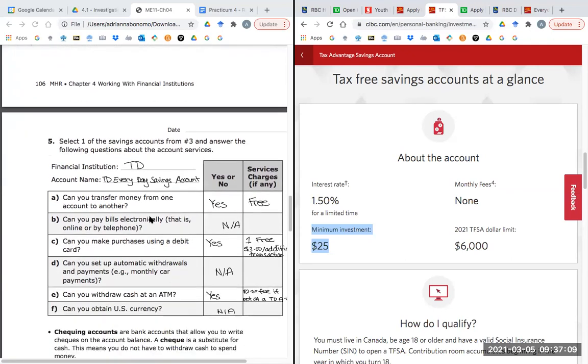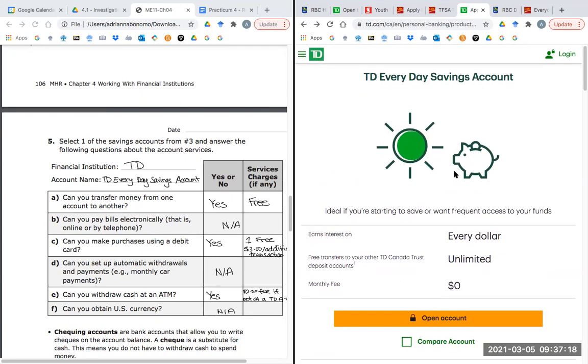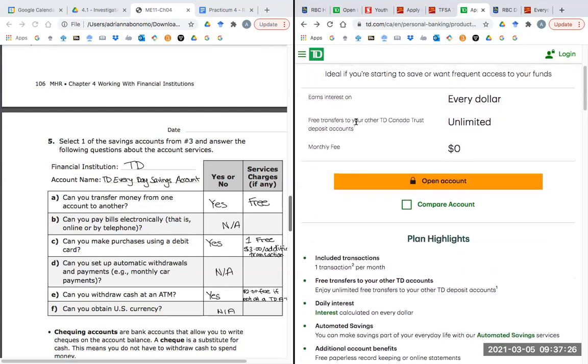Okay, question 5 says, select one of the savings accounts from number 3 and answer the following questions. So let's use our TD account. So our TD everyday savings account, and let's answer these questions. A says, can you transfer money from one account to another? Well, right here, it says free transfers to your other TD Canada Trust deposit accounts.